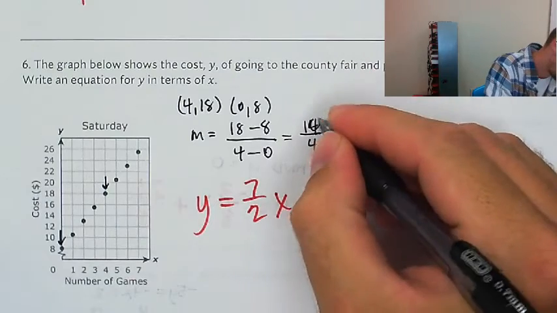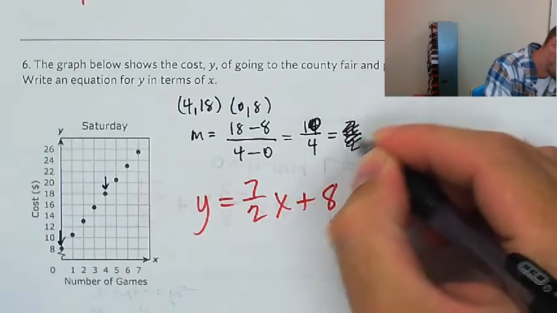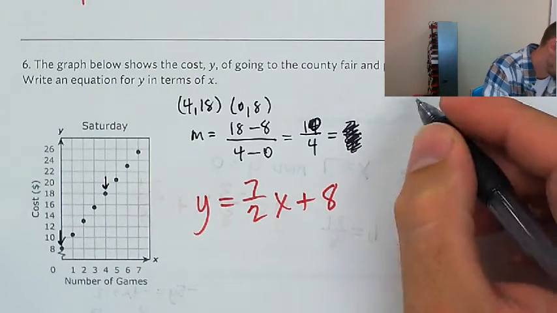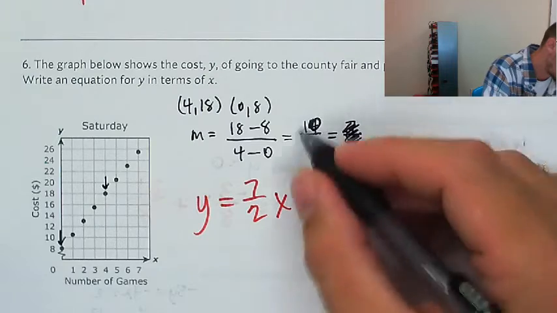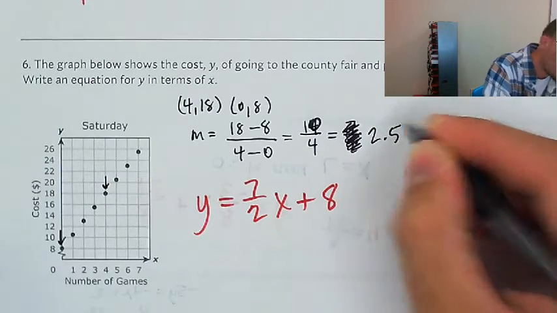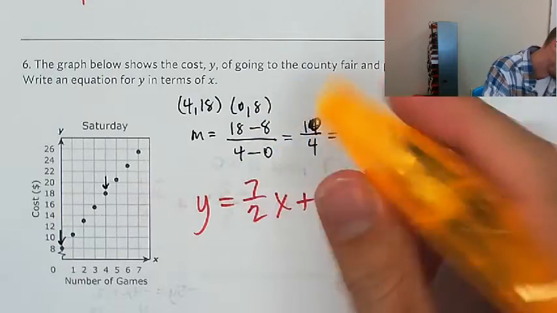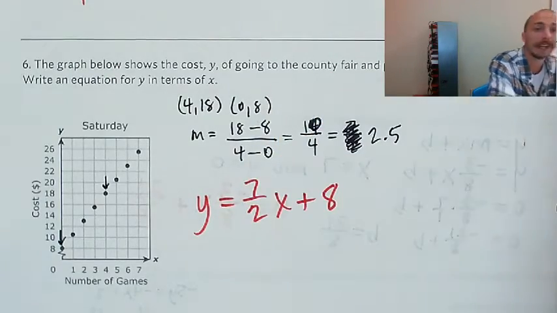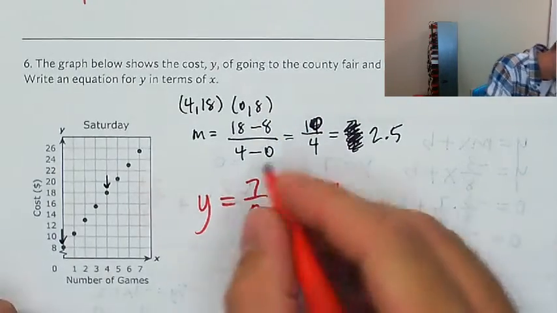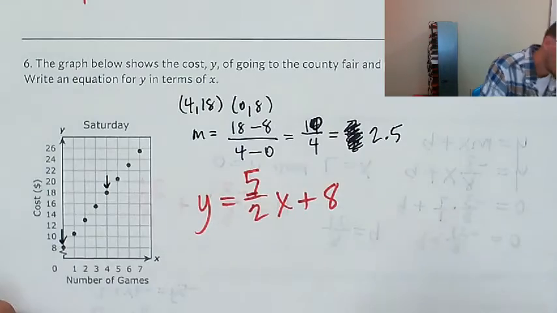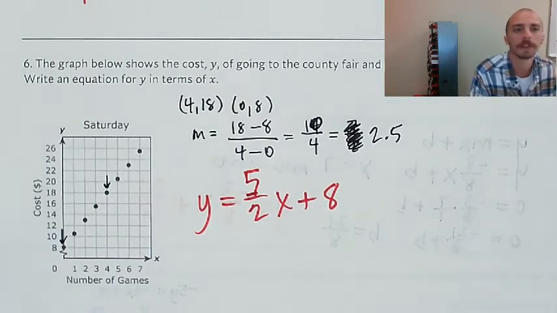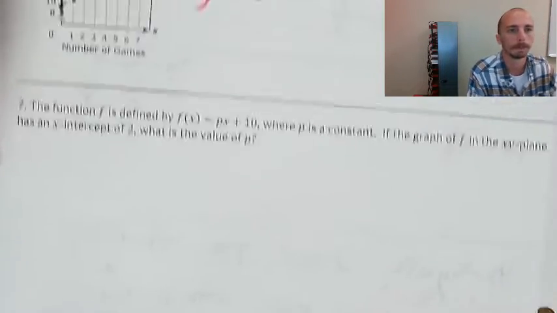18 minus 8 is not 14. That's 10 over 4. That seemed very expensive per game, even if this is an old problem. 10 divided by 4 is equal to 2.5. Okay, I'm glad I got it. Or you could write that as 5 halves, so I don't have to erase all of that. I'm going to turn that into a 5, and now it's right. 5 halves x plus 8.